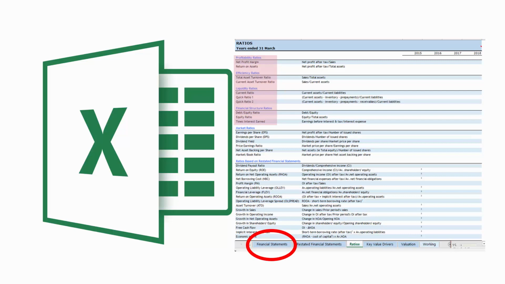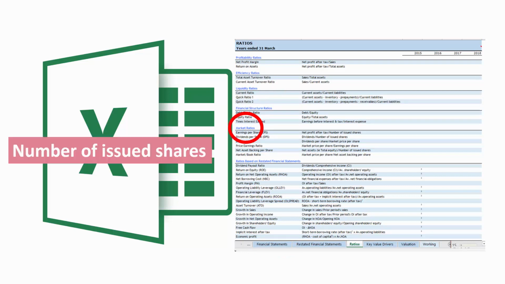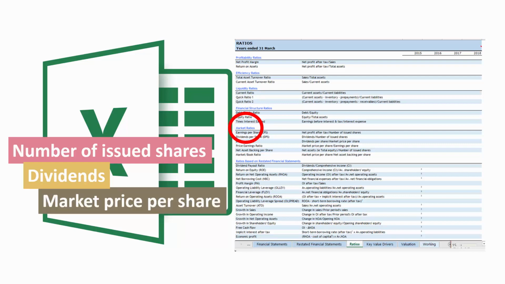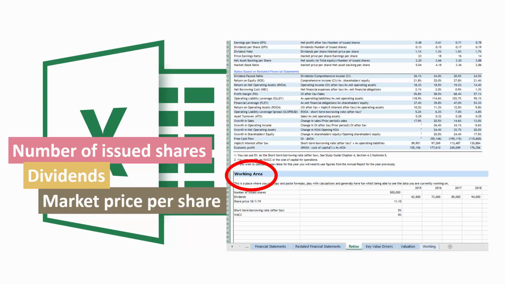For ratios under the heading Market Ratios, you will need some figures not included in your spreadsheet: number of issued shares, dividends, and market price per share. You can enter these figures in the working area at the bottom of the ratios worksheet and then link the ratios to these figures. You can see I have entered these figures in the working area and then linked my ratios to these figures.